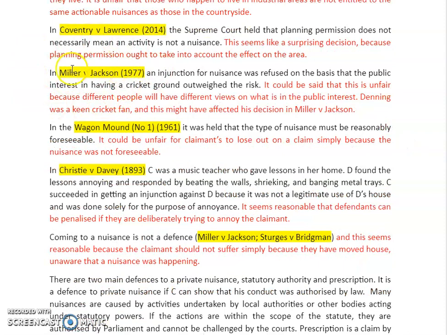We've then got Miller and Jackson, a case which makes me smile because if you remember, this was a Denning case and Denning loved cricket.